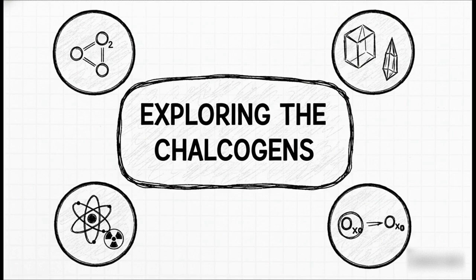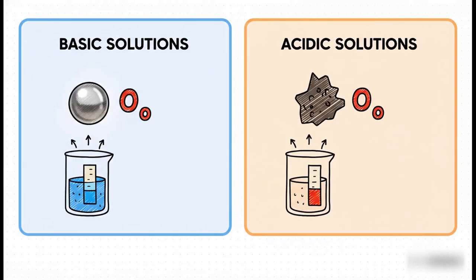Then there's sulfur, which makes these really cool crystal structures. And way down at the bottom of the group, you've got polonium, which is radioactive. But the one thing that really ties them all together, they love to form oxides with pretty much everything. Okay, now this is where it gets really interesting with these oxides, their acid-base character. It's a tale of two different personalities, and it all comes down to what oxygen decides to bond with.